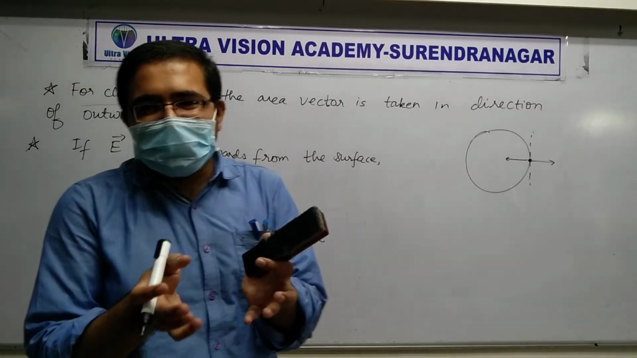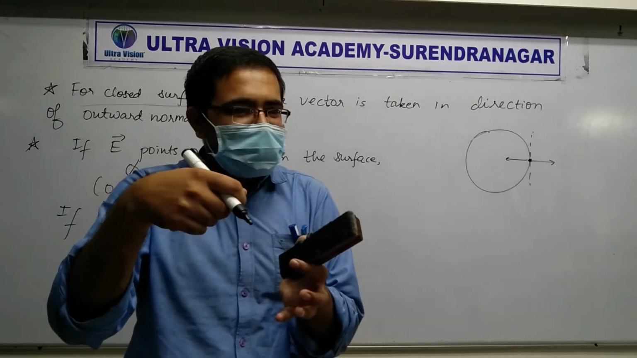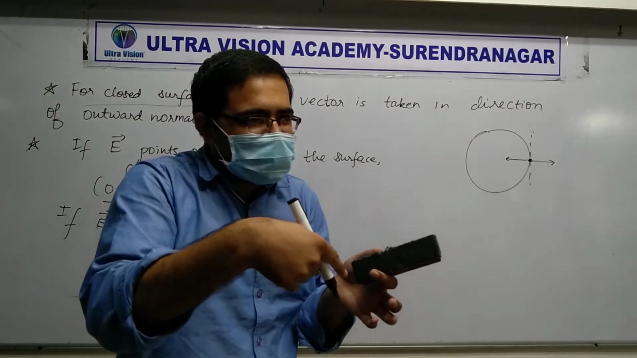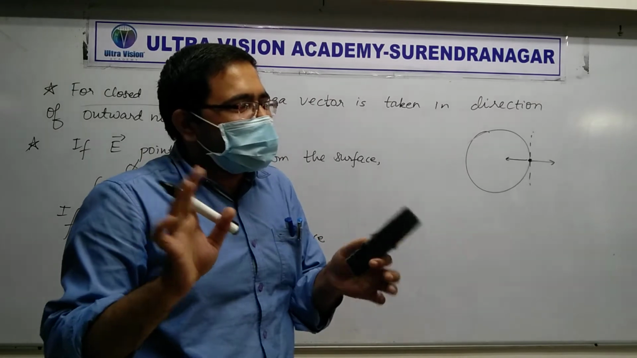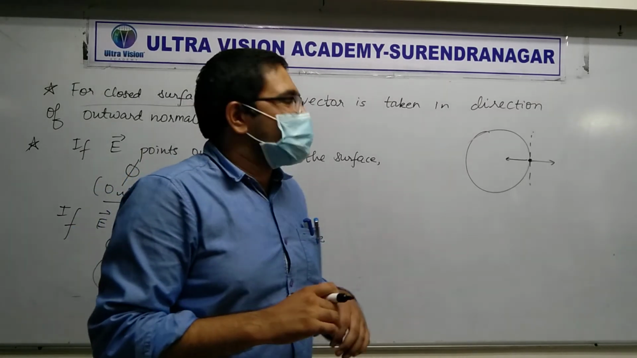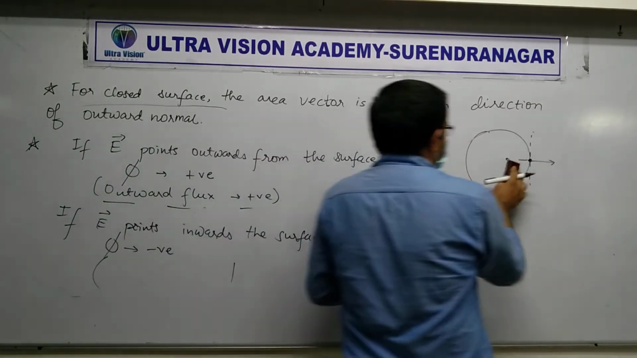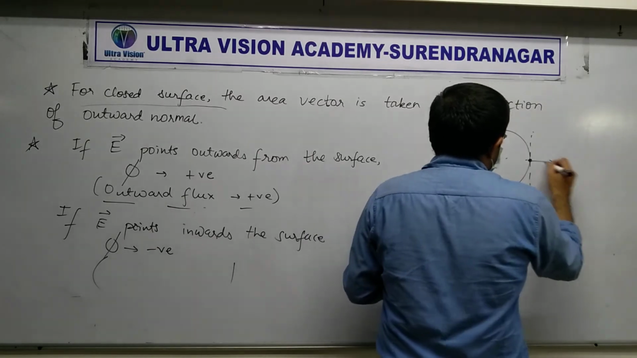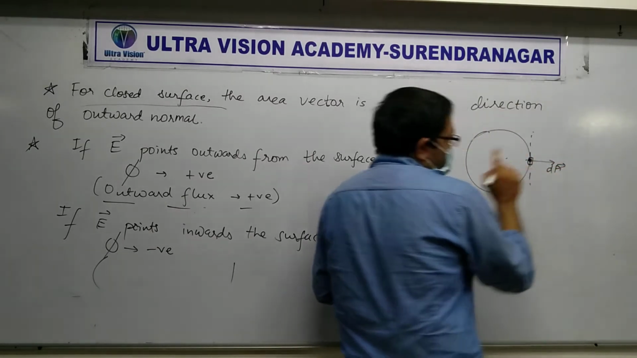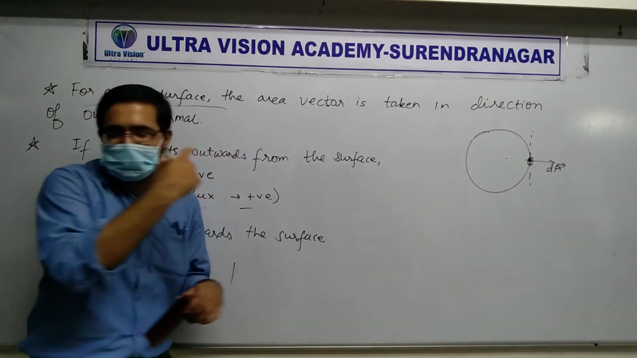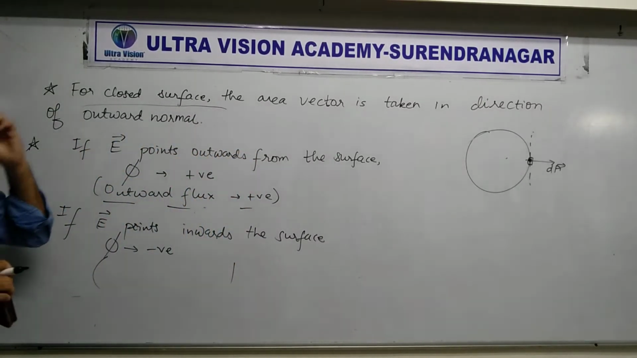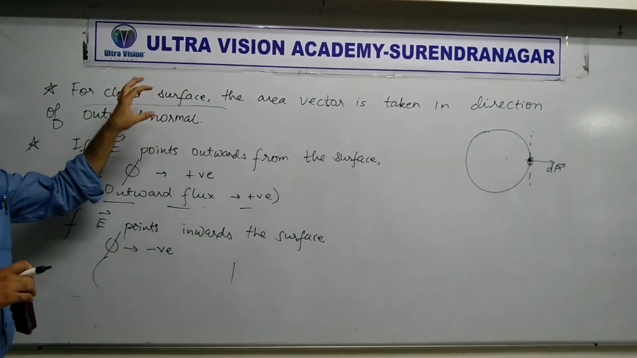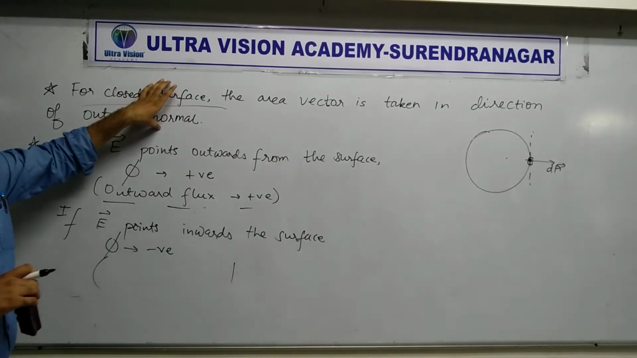You take a ball and you can poke a needle. Needle can point inwards or needle can also point outwards. Which one to choose? The outward. So that becomes the area vector for this part, of course a small part, but for that one, not inward. This is the convention. This is how we take it.